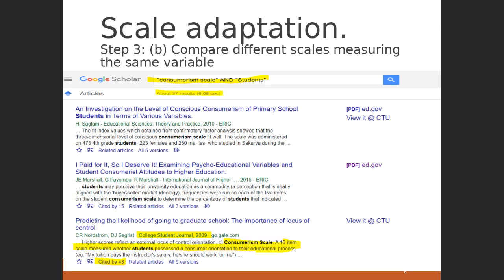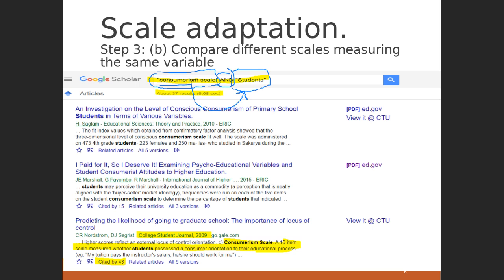So one way to gather relevant results is to use this technique, which I have demonstrated in this particular slide. You can use the wording of consumerism scale in inverted commas, in capitals, and then you can use the word students. In this way, all the consumerism scales which have used students as their focus will pop up, and then you can get a variety of scales instead of the single scale which we got in our previous searching query.